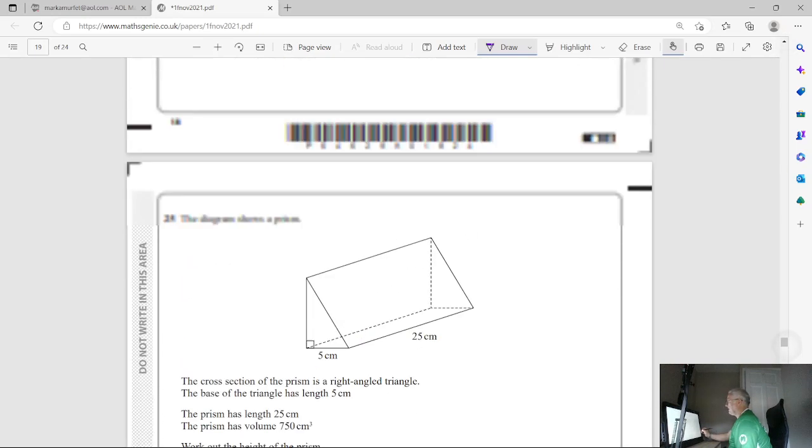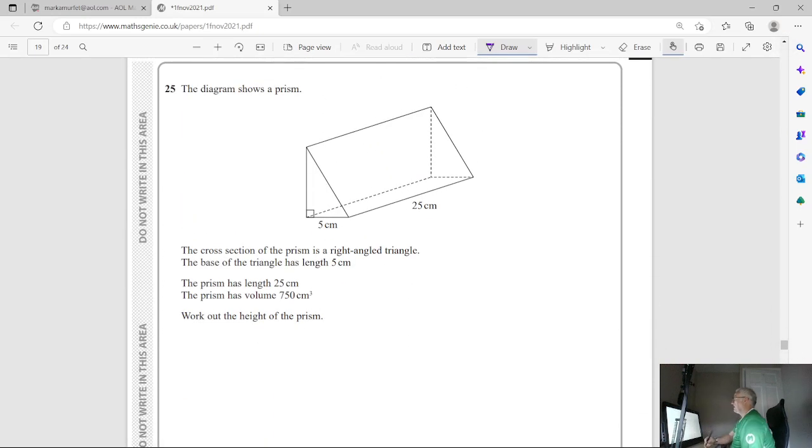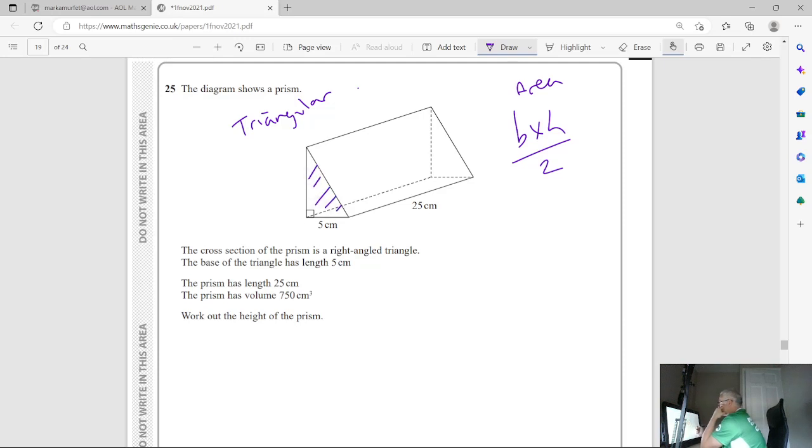Okay, question 25. So the diagram shows a prism. What type of prism? It's a triangular prism. What do we know about triangles? Base times height divided by 2 is the area. To find the area of this bit. If I wanted to know the volume, I need to times it by the length. The area of the cross section multiplied by the length.